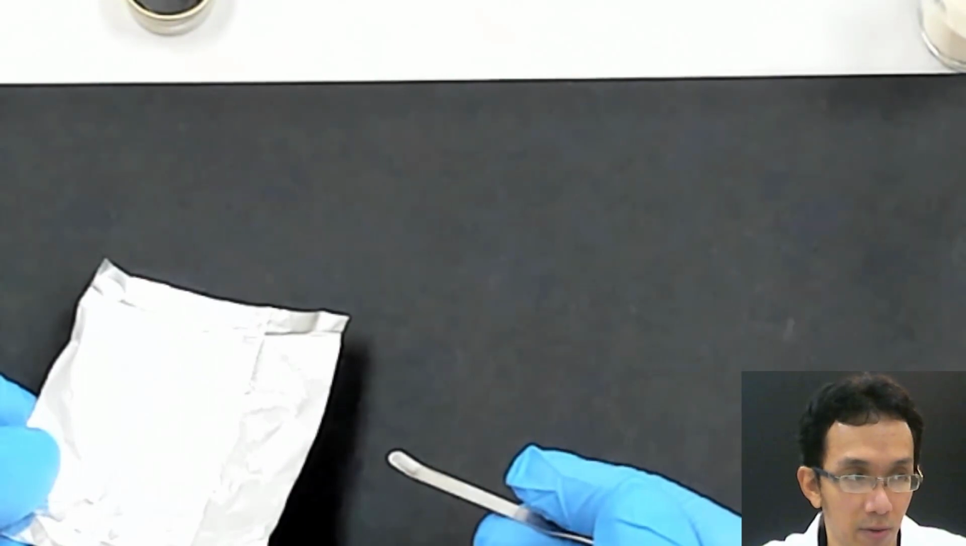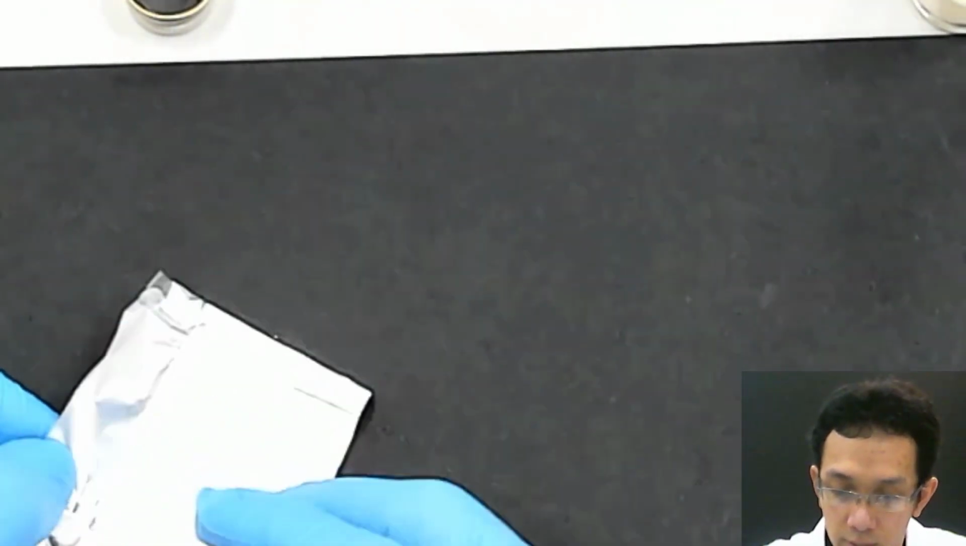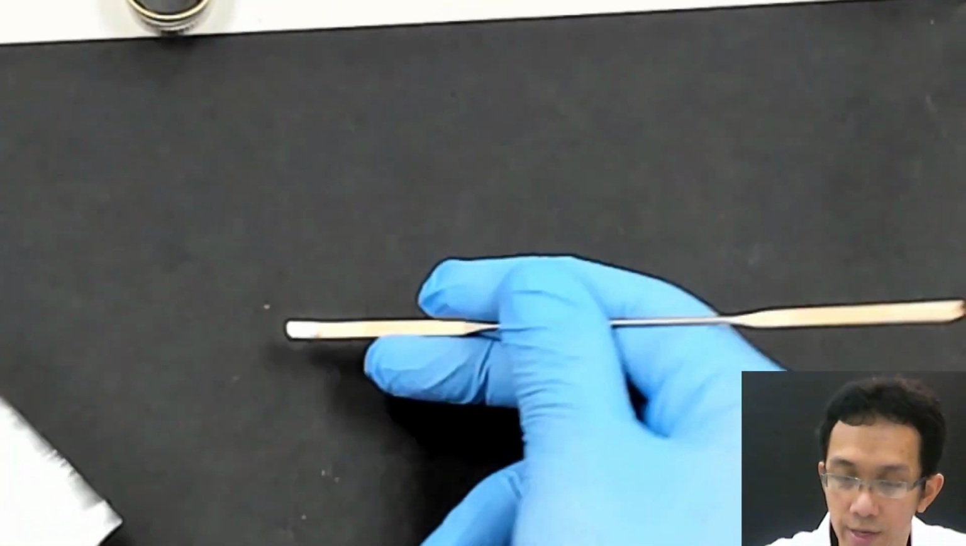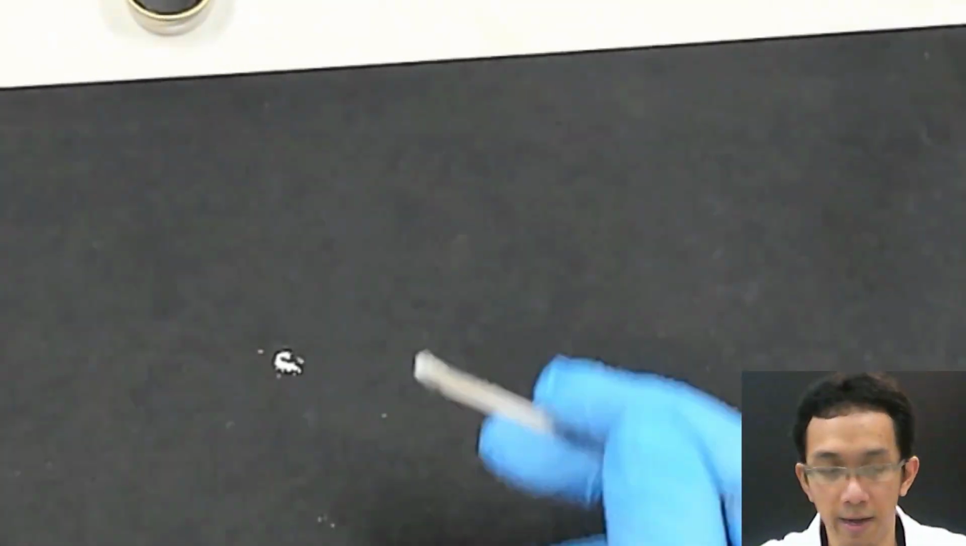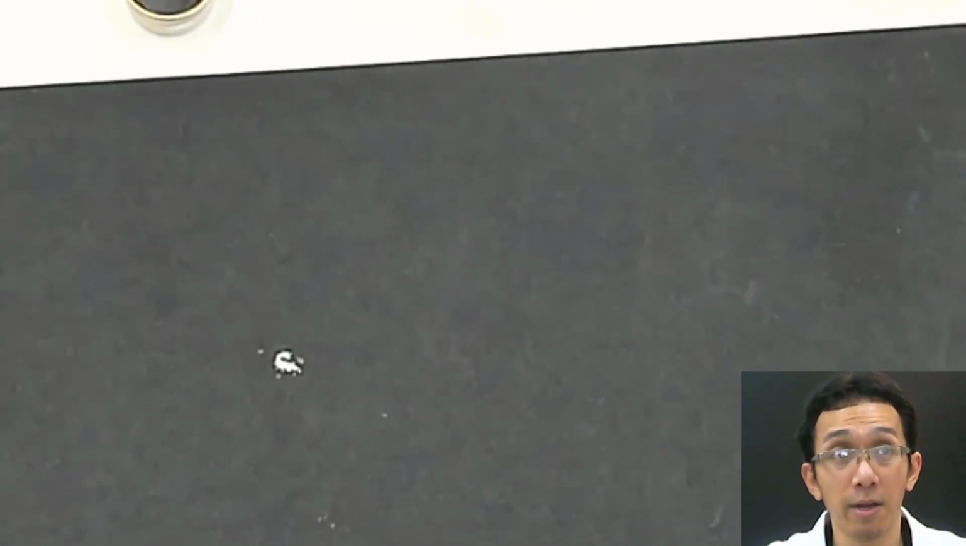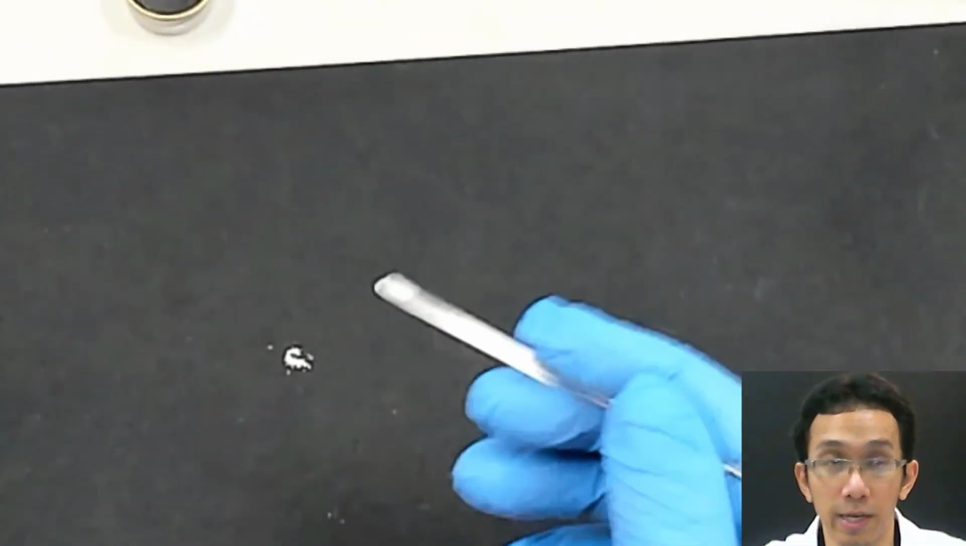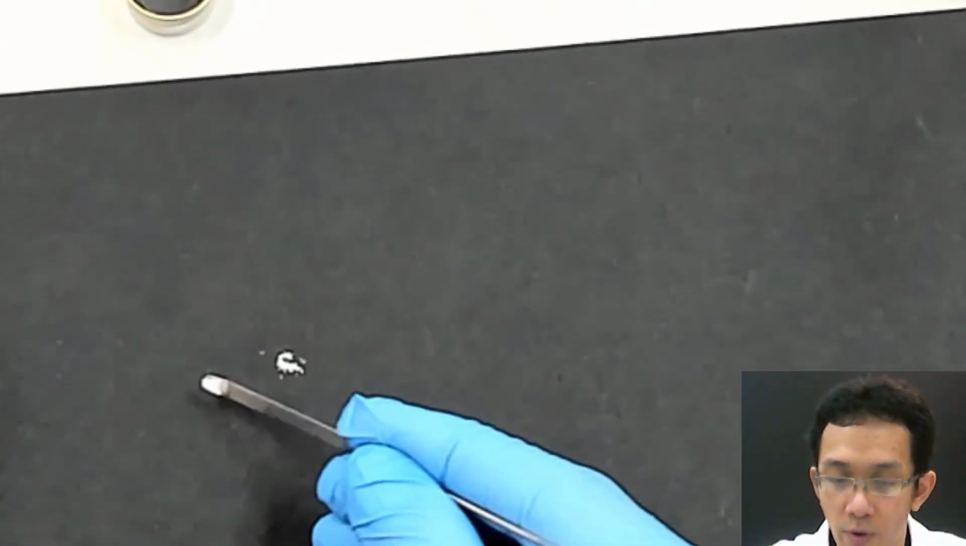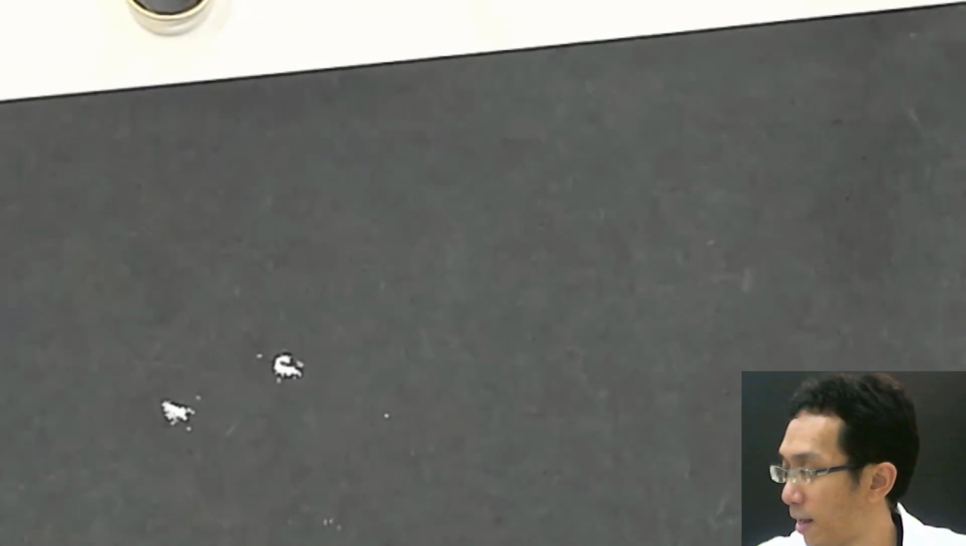Let's say now I have this unknown, and I put some of it on this. Then you have the other one, this is your known sample. Make sure you clean the spatula first, and then you cannot just put it somewhere else and then take your capillary.